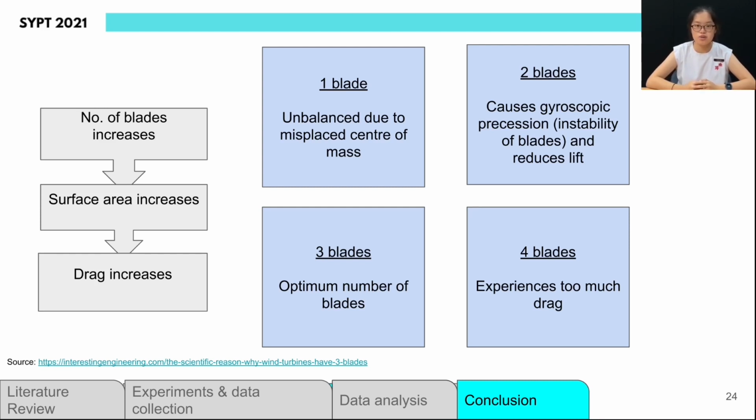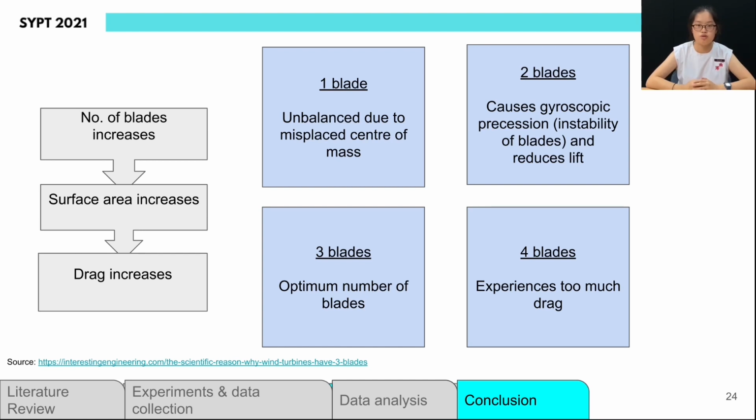However, a hand helicopter with 1 blade is unbalanced due to its misplaced center of mass, so it does not fly. A hand helicopter with 2 blades may sometimes cause gyroscopic precession, resulting in wobbling which reduces the lift. A hand helicopter with 3 blades has the optimal balance between stability and drag.